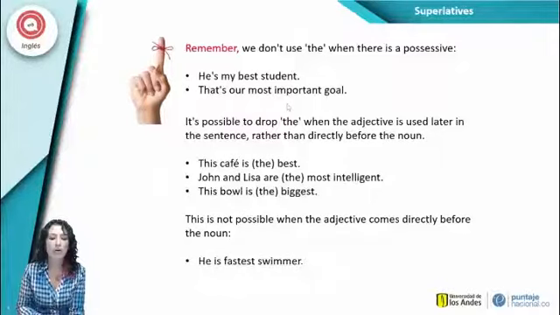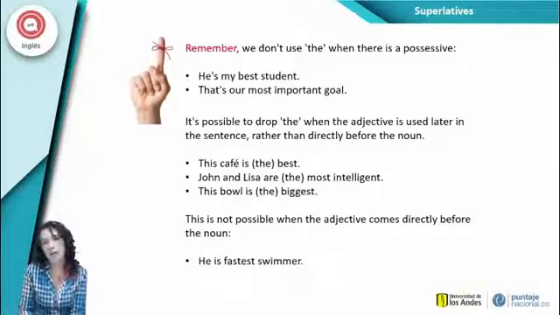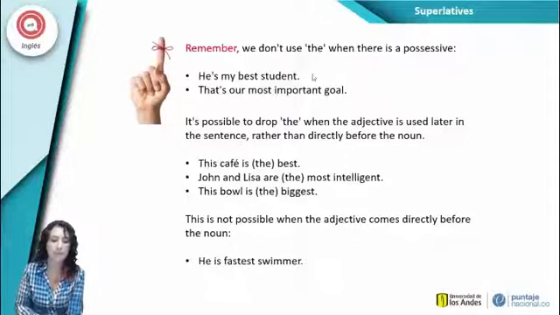That's our most important goal. Es nuestro objetivo más importante. That's the most important goal. Entonces sería como decir en español redundante, ¿ok?